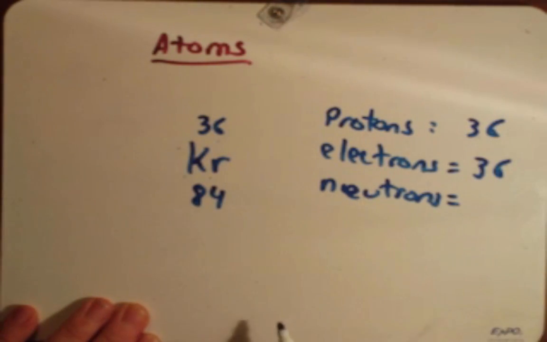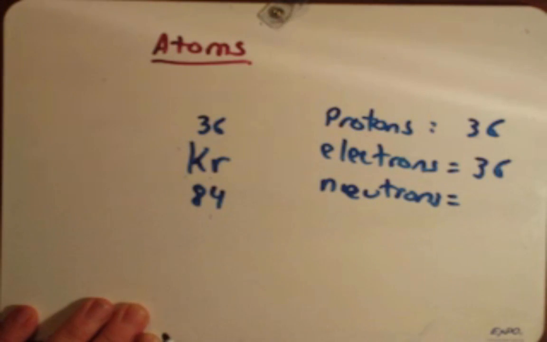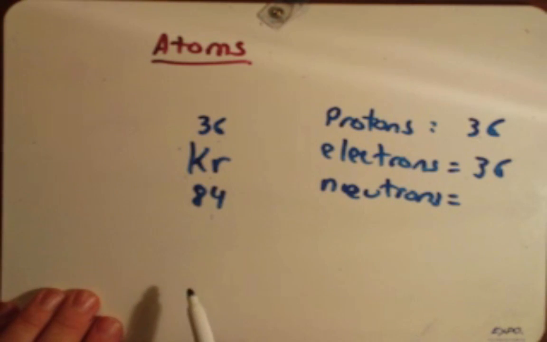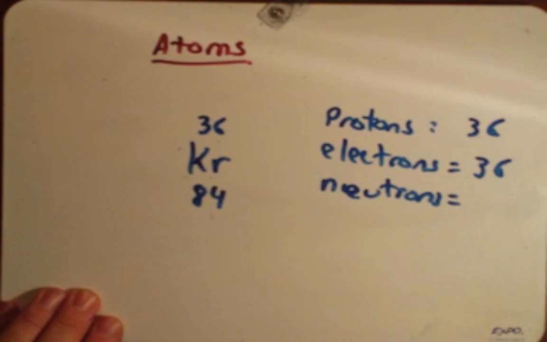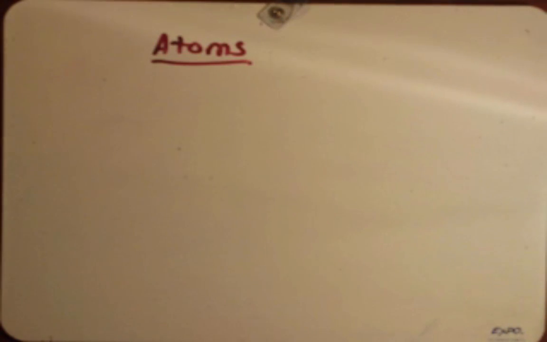To get the number of neutrons, we subtract the number of protons from the atomic mass, because remember, this number is the protons plus the neutrons. So 84 minus 36 is 48. There's bound to be a question like this on the exam, so make sure you understand it at this level.